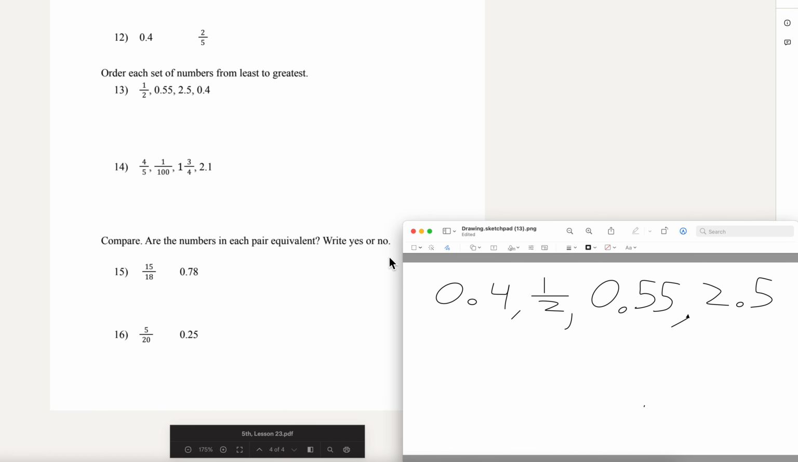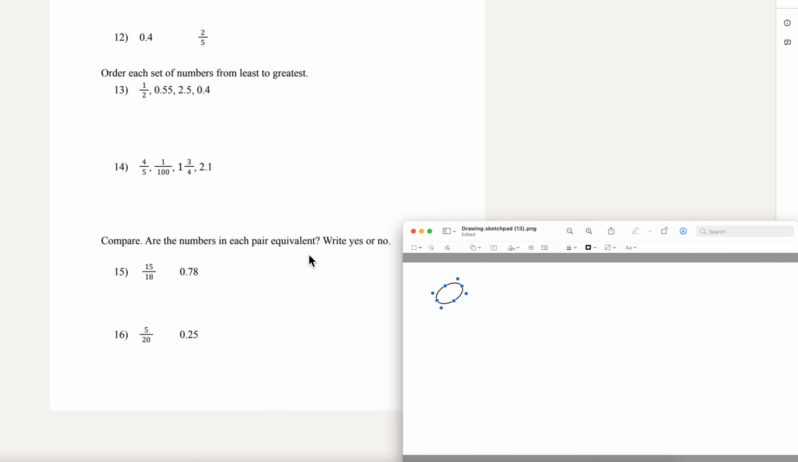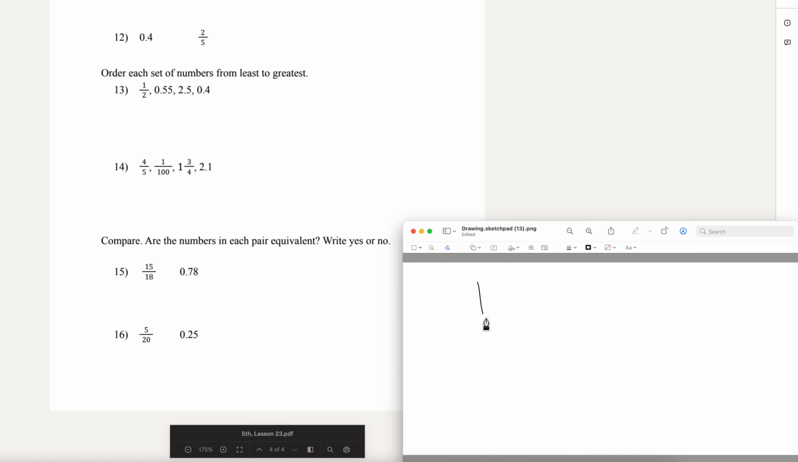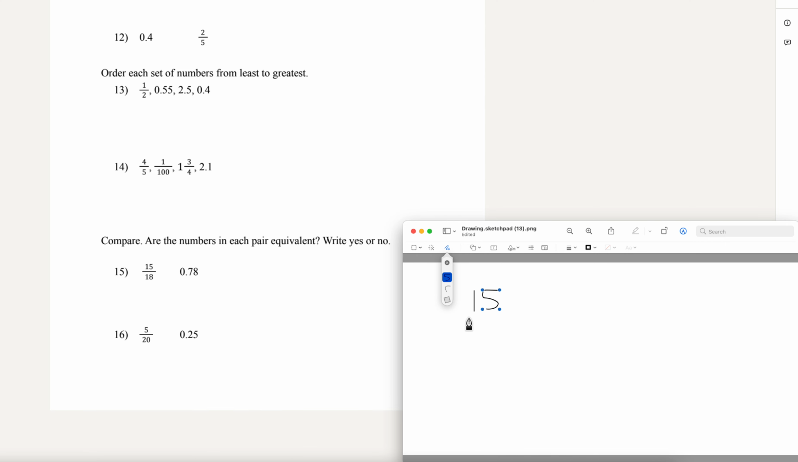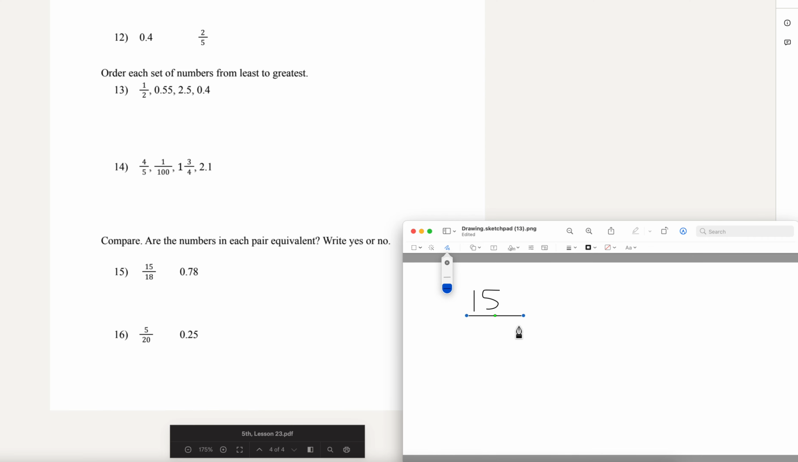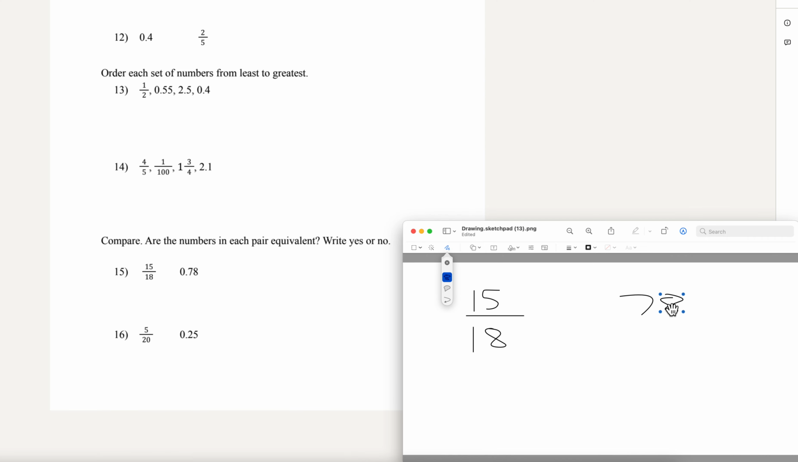Okay, compare. Are the numbers in each pair equivalent, yes or no? Okay. Here, I think a popular way to see if fractions or mixed numbers are equal or equivalent is the butterfly method. It's just 15, transfer this into a fraction, and 78 over 100.